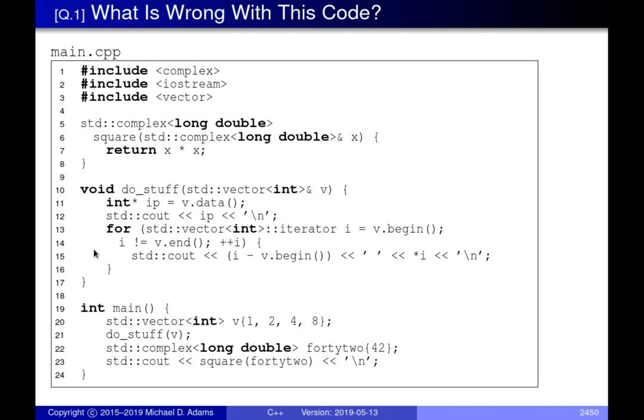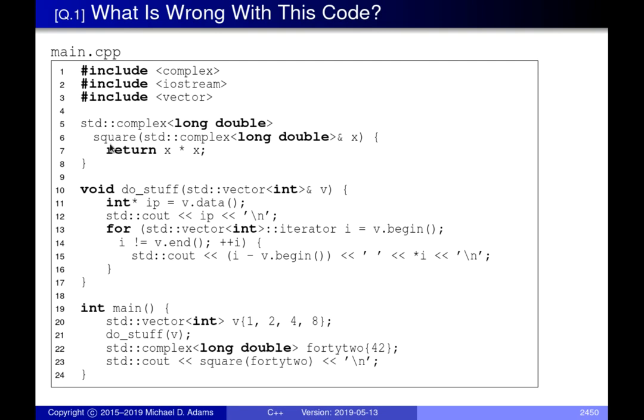Anyone want to take a shot? Yep. Should the first square function be constant, since it's not expected to change the value of x? Okay, there's a const missing, but where should the const go to be more specific? Oh, okay. Well, you're right. There should be a const. Yeah? In front of state complex?